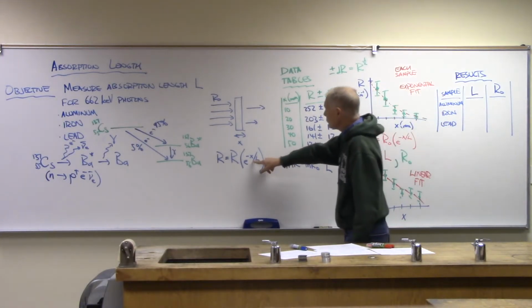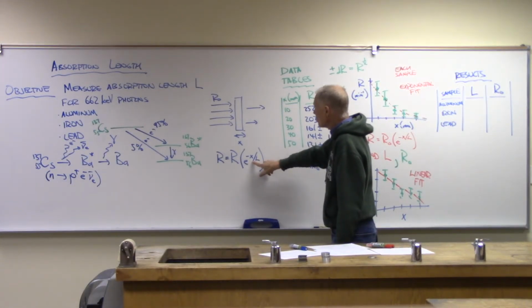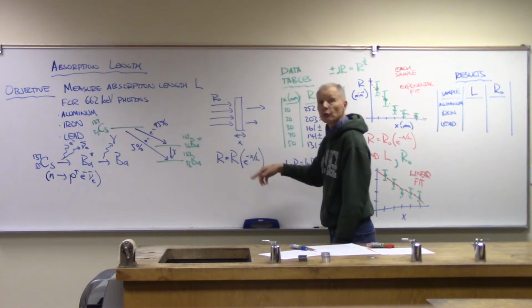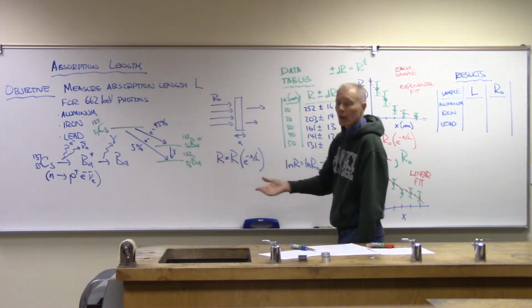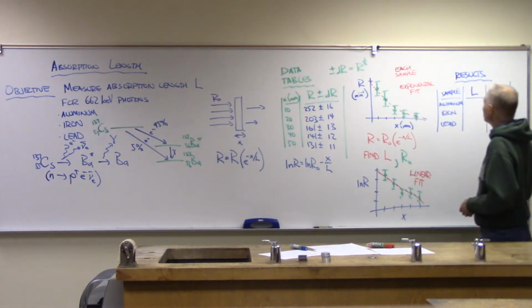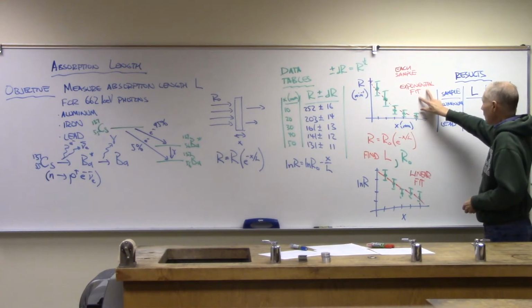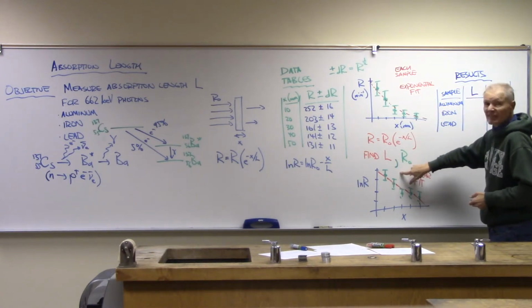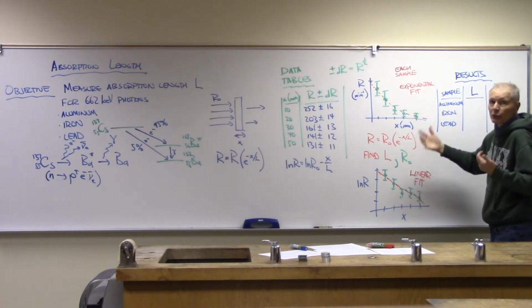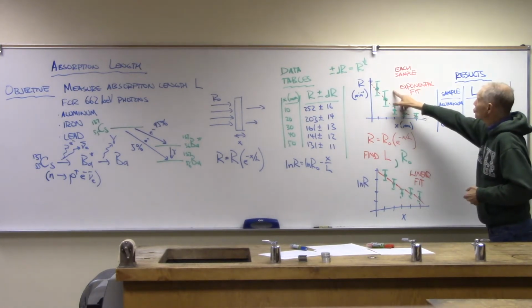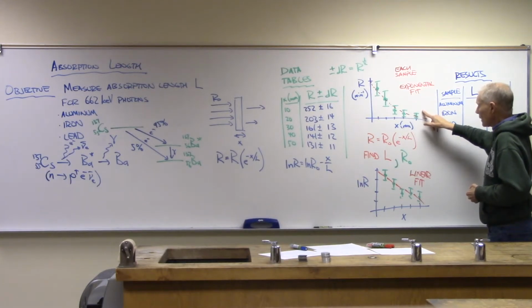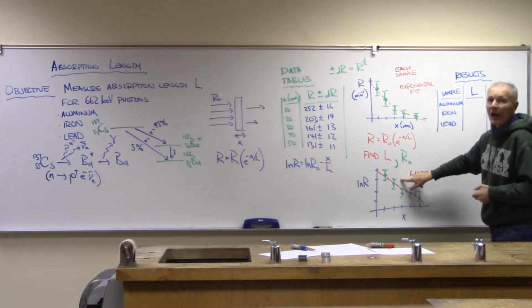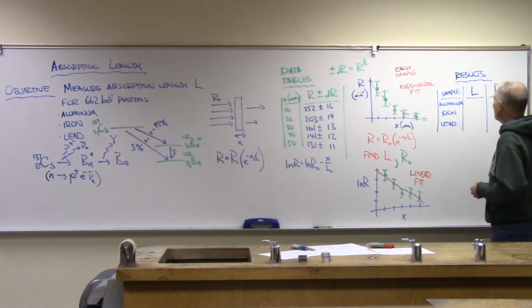On this graph, the L will be the inverse of whatever coefficient your fitting application gives for that exponential fit. So now if you're doing these graphs by hand, I would suggest going the logarithmic route, because you're not going to be able to draw an exponential fit by hand, but you can draw a straight line by hand pretty readily.